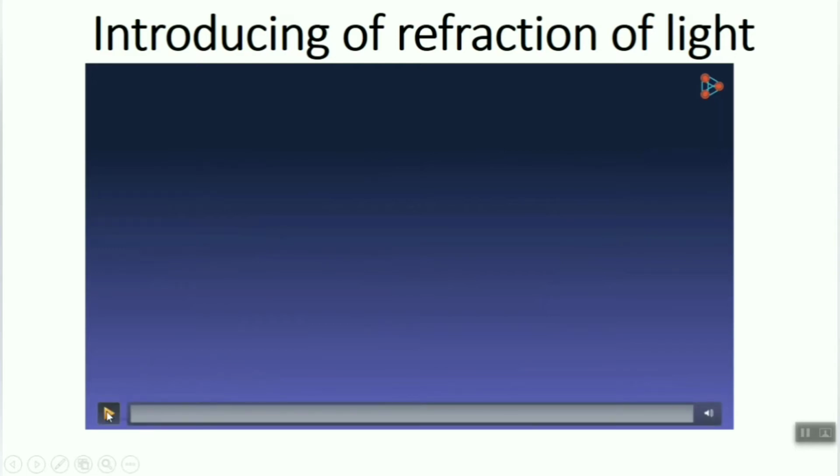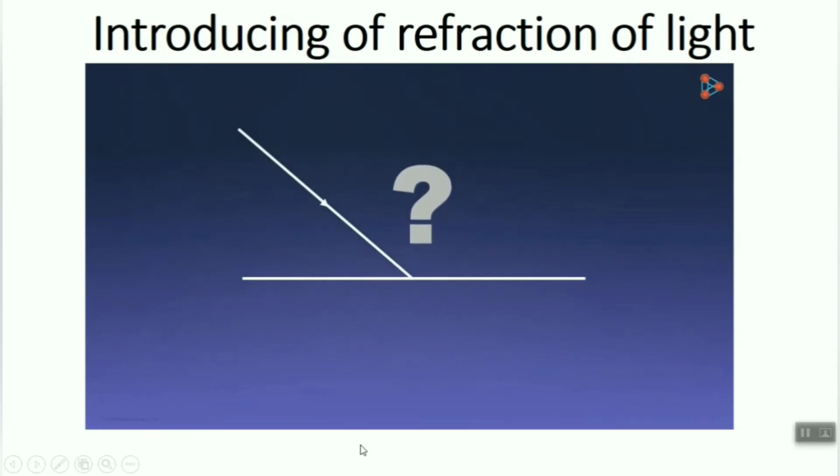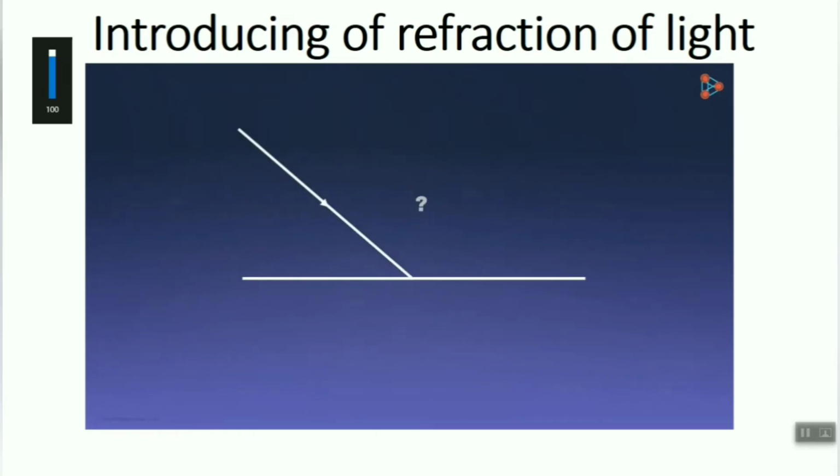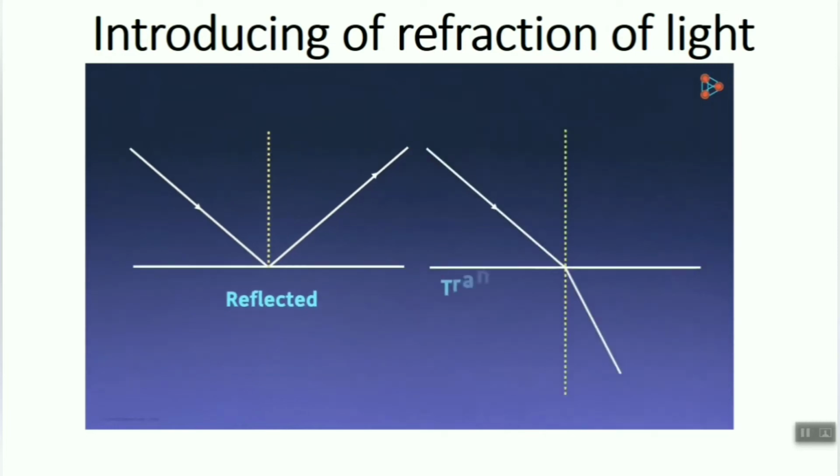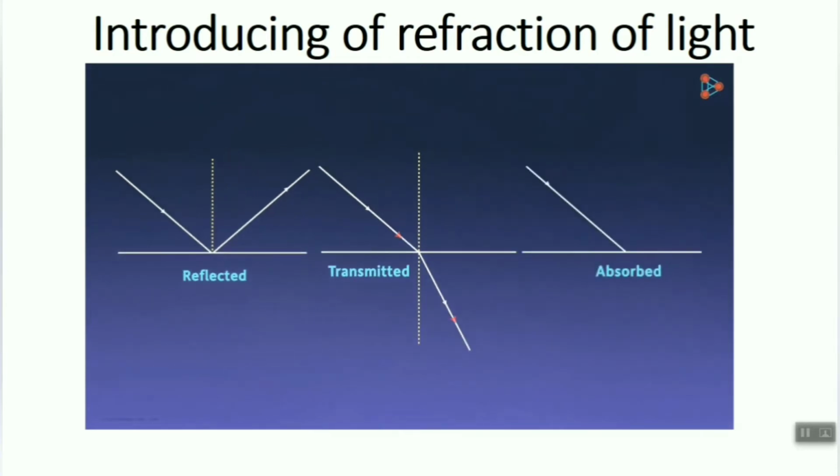What can happen when a beam of light is incident on the surface of any object? When a light beam is incident on the surface of any object, a part of the light can be reflected by the object, a part of the light can be transmitted. That is, it may pass through the object and get out from the other side, and a part of the light can also be absorbed by the object.